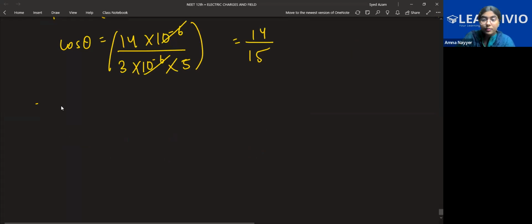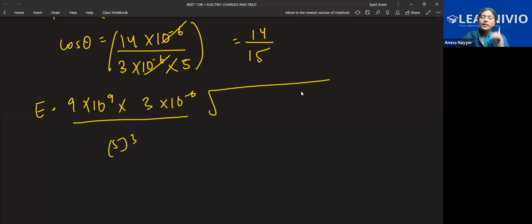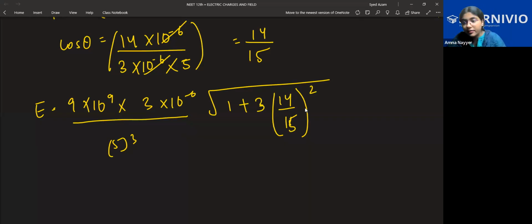Now in your actual formula, which is KP by R cube, K is 9 into 10 to the power 9, P is 3 into 10 to the power minus 6, and R cube will be 5 cube. Let's multiply it in one step only. This is 1 plus 3 cos square theta, which means you have to write 14 by 15 whole square. So this is just the square of 14 by 15. 1 plus 3 cos square theta is giving you the value of the electric field.